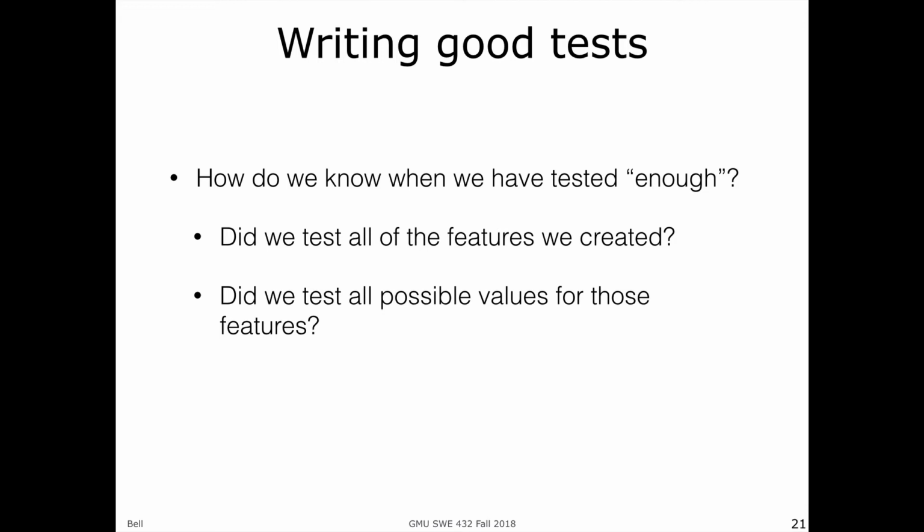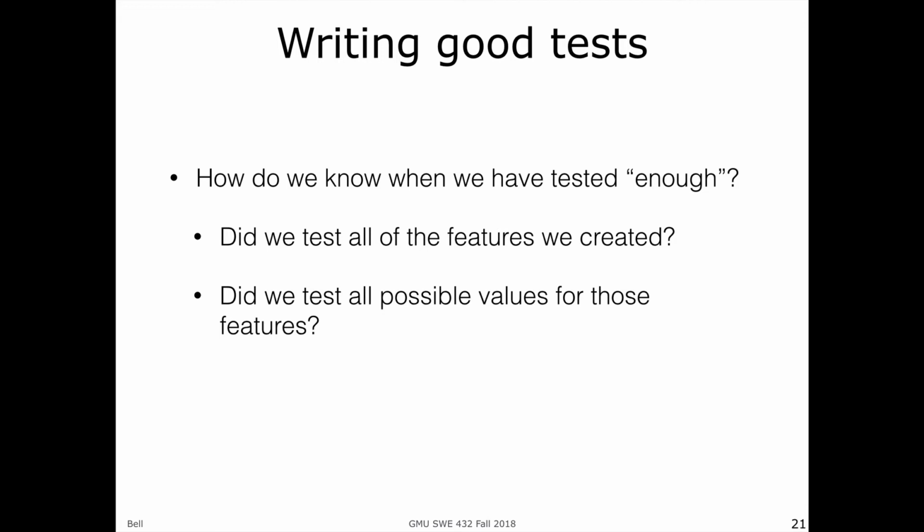Some questions that we might ask are, did we test all of the features that we created? And for all of those features, did we test all possible values to see that they represent everything that could happen in reality? So an approach to answering these questions is to structure your tests in such a way that just from looking at the tests, it should be clear how we did.